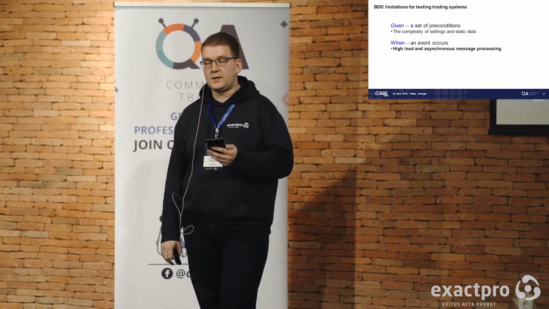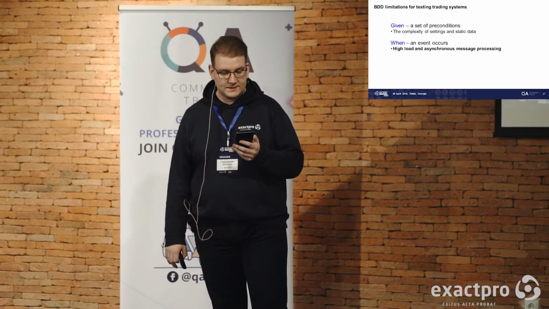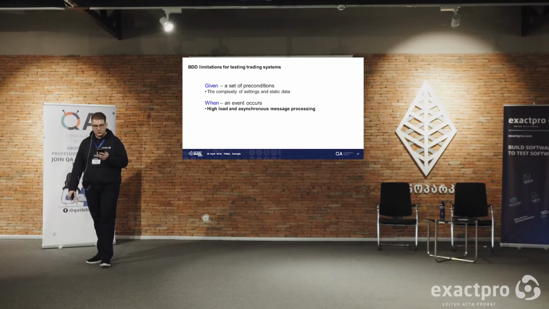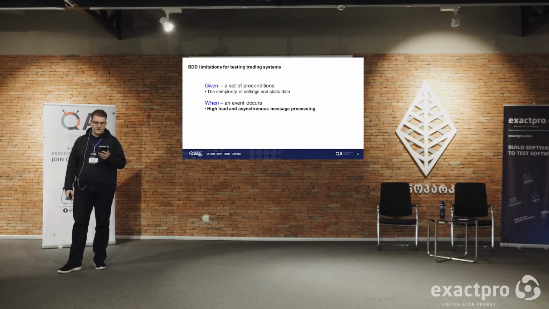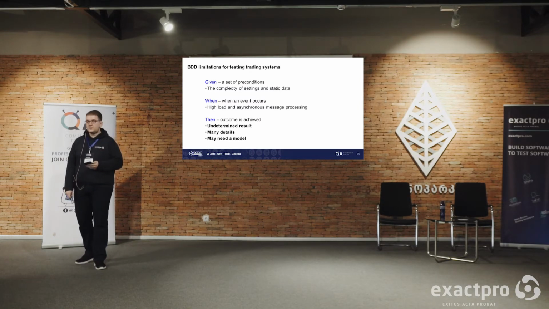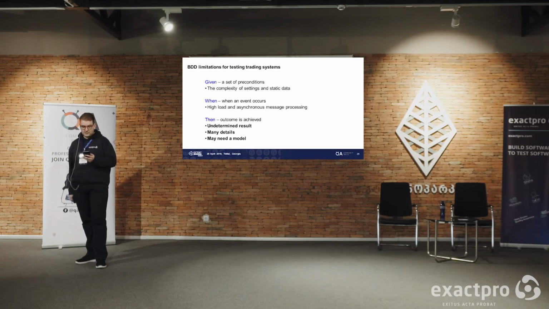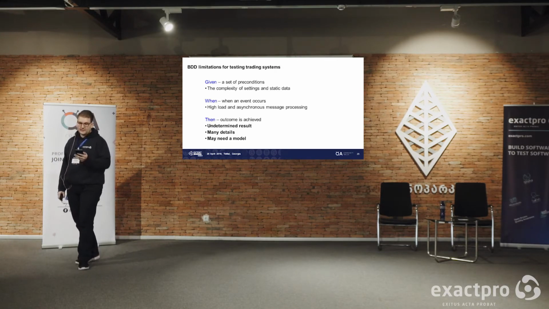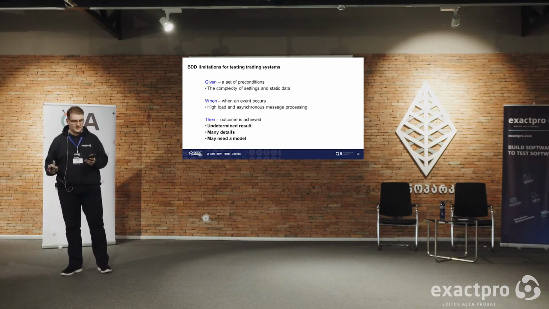In trading systems, we operate with multiple distributed layers of software components, and we deal with asynchronous communications between them. Often the same events can lead to different outcomes. In complex systems, there are frequently undetermined results. So many details are required. It requires a model to predict what exactly will happen under different circumstances.